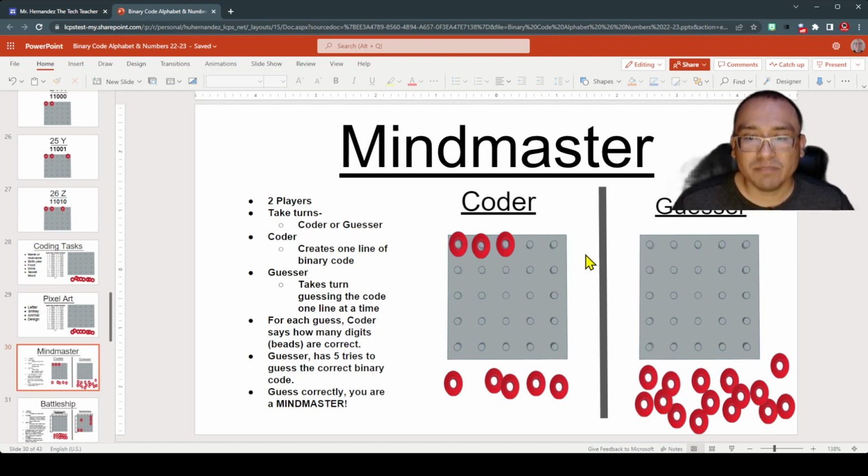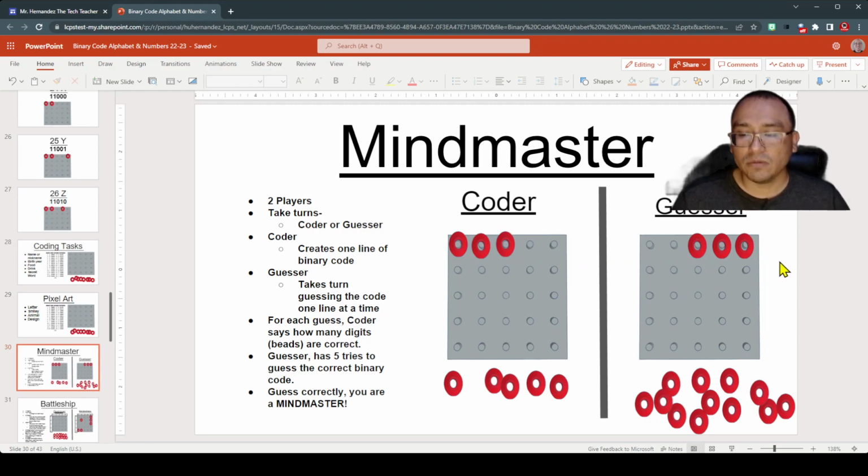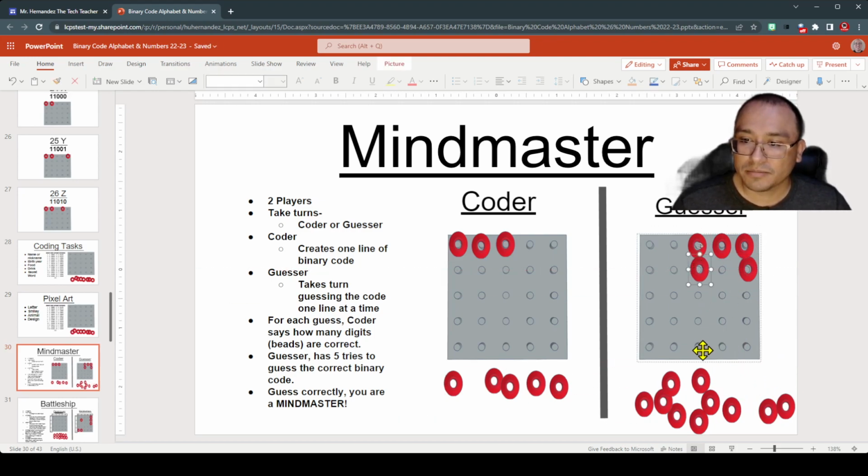I have 3 beads. Now as the guesser, you're like, oh, I got 3 beads. Well, let's start off like this. And the coder would say, you have 1 bead correct. Oh man, I only got 1 bead. Okay, well, as the guesser, you might have to just try your luck. Okay, what if they do something like this? And then the coder would say, you have 2 beads correct.